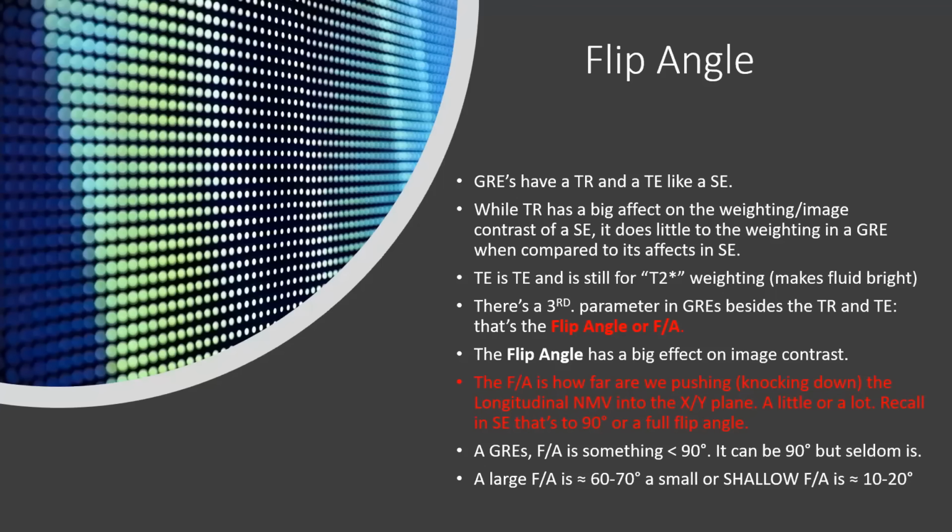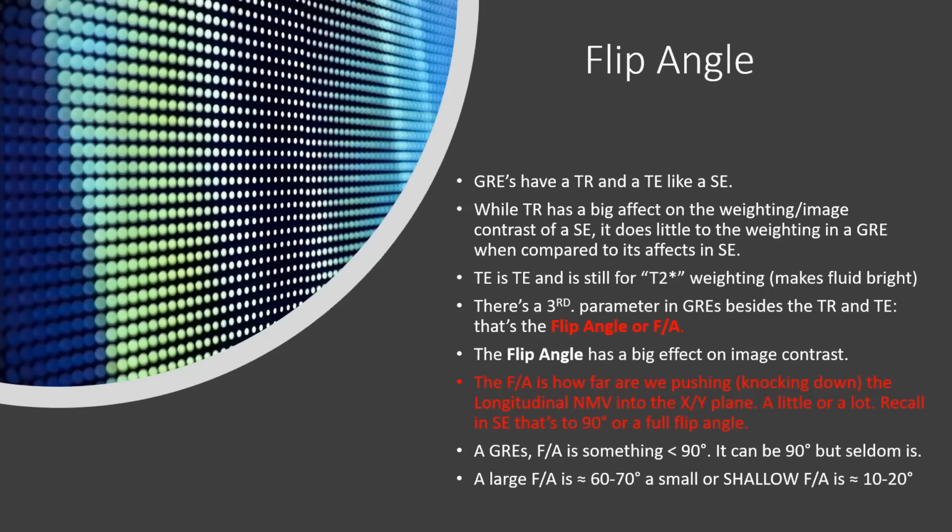Every pulse sequence has a TR. You can't get away from that. And a TE. So gradient echoes and spin echoes, they both have TRs and TEs. TR has a big effect on image contrast in spin echo. It doesn't contribute to contrast all that much or hardly at all in gradient echo land. So TE is TE, and that's still for T2 weighting. So the longer your TE, the brighter your fluid's going to be.